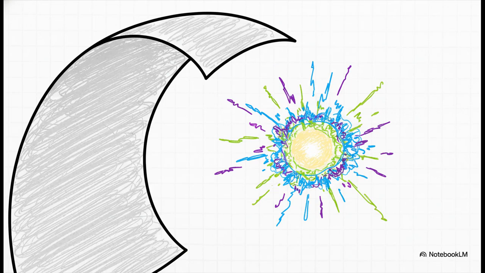Now, when we say nanoscale, we are operating strictly within the realm of 1 to 100 nanometers. To put that into perspective for you, a single sheet of standard paper is about 100,000 nanometers thick. So yeah, we are talking unbelievably small.